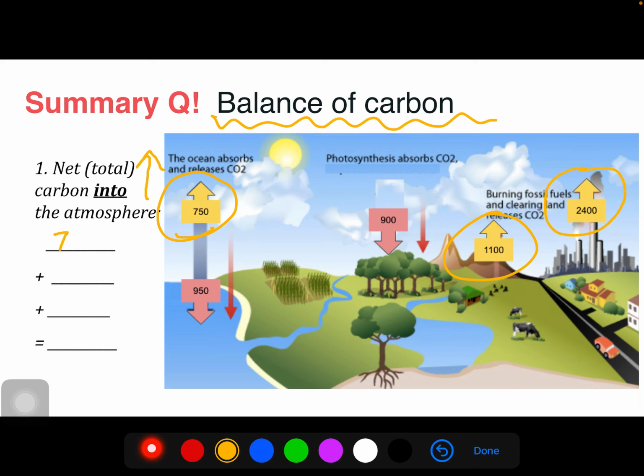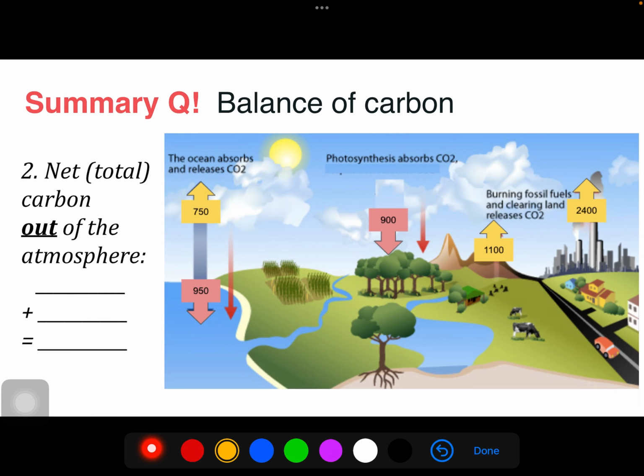So I'm looking at my 750 from diffusion going into the atmosphere. I'm looking for 1100 here, amount of carbon. That looks like from releasing of volcanoes. And my last one, my biggest one, is from combustion of fossil fuels at the city there. So the net is totaling that up. So you want to add those up, take a total amount of carbon going in. And hang on to that number because we'll need it coming up.